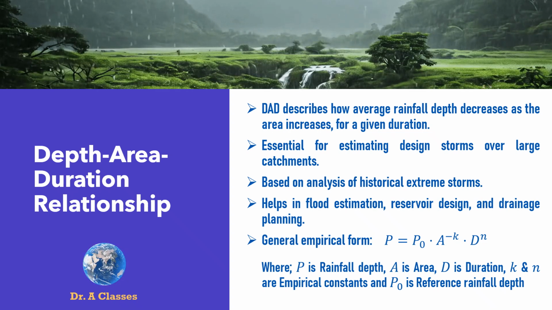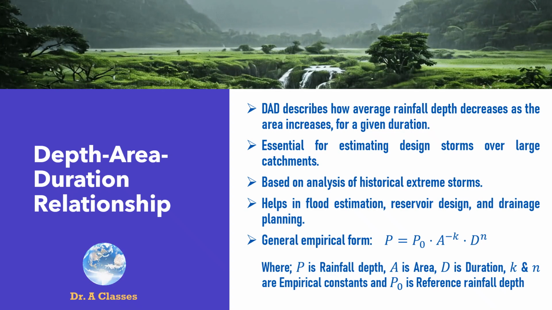Because infrastructure such as dams, spillways, urban drainage systems, and flood mitigation structures must be designed based on how much water they might need to handle during extreme rainfall events. The DAD relationship is not hypothetical. It is derived from the analysis of historical extreme storms where rainfall data from dense rain gauge networks are studied to understand how rainfall depth varies with space and time.